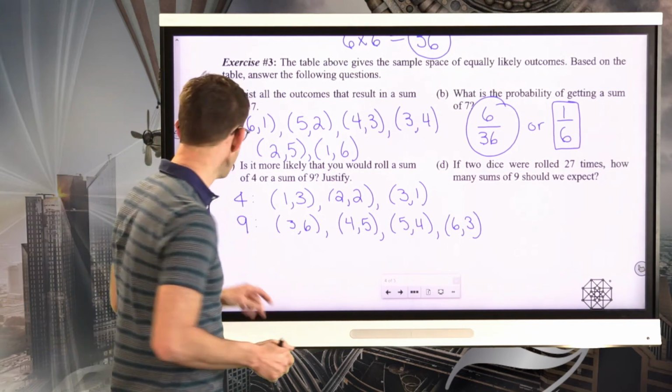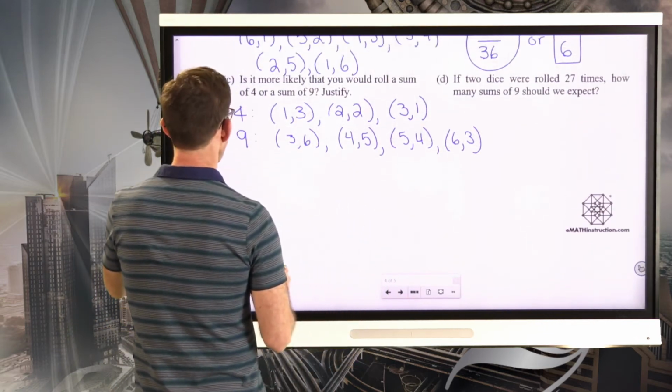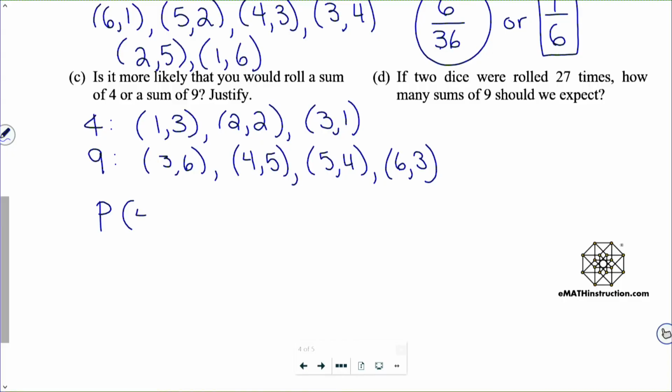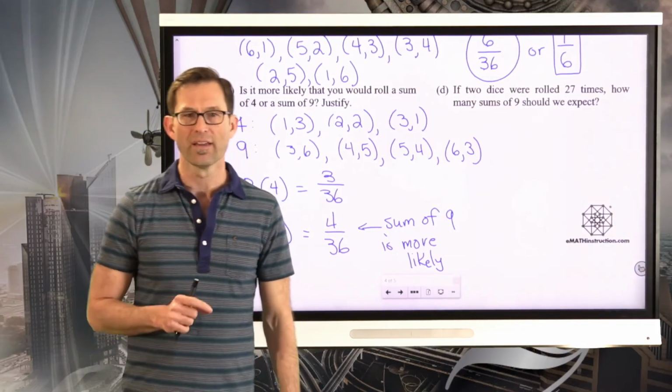But we could actually come up with the probabilities themselves. Let me extend the page a little bit. All right, I could say, well, the probability I'm going to get a 4 is 3 out of 36, and the probability I'm going to get a sum of 9 is 4 out of 36. So the sum of 9 is more likely. Not a lot more likely, but just a little bit more likely.